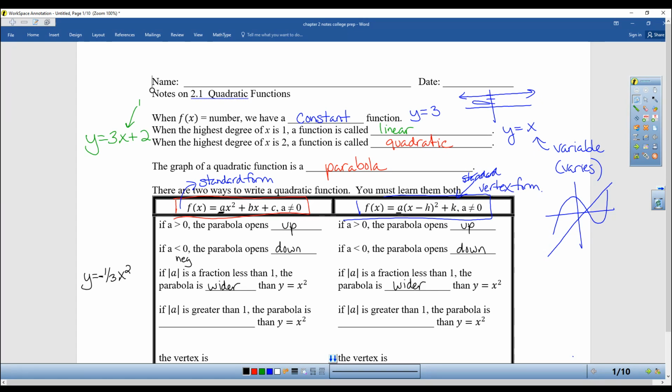If a is greater than 1, so for example, y is equal to 4x squared, then the parabola is going to be narrower than the parent graph, y is equal to x squared. If you say steeper, that's also good.